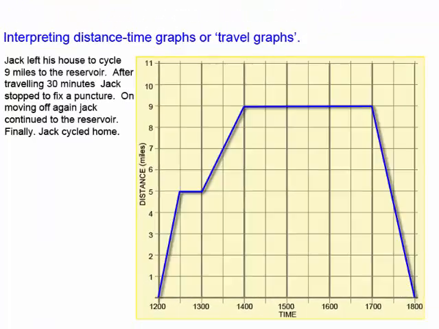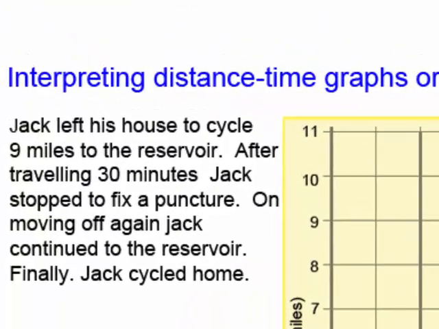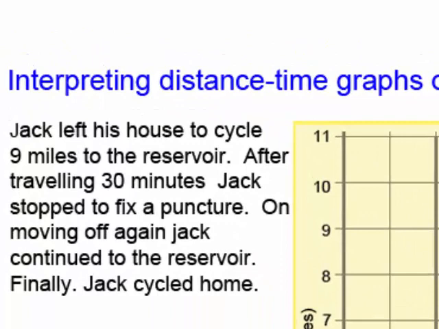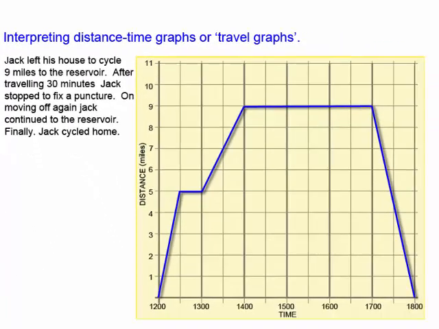Look at this example. In this word problem, we are told Jack travelled 9 miles to a reservoir, but en route he got a puncture 30 minutes after leaving the house. On fixing the puncture, he continued to the reservoir, and finally he returned home.